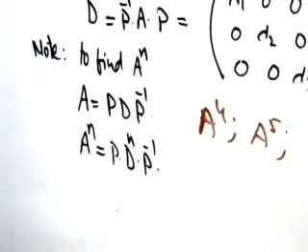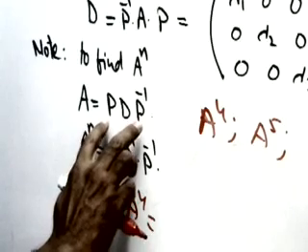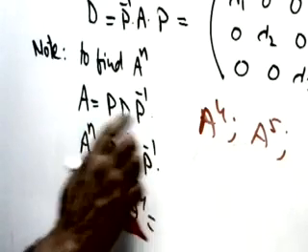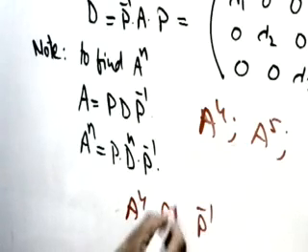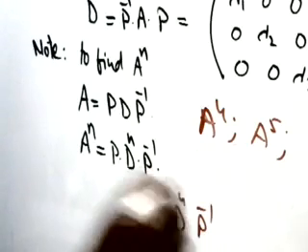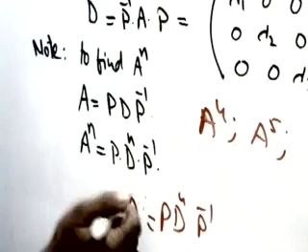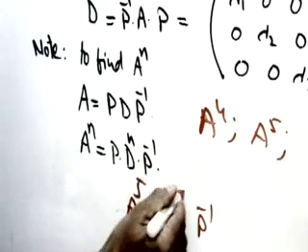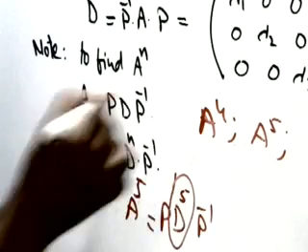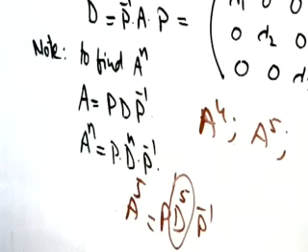In the same way, suppose we have to find A power 4. We need not change anything. Write P and P inverse as they are, and apply the power 4 to D. Suppose we have to find A power 5, then A power 5 will be P into D power 5 into P inverse. Only for D we have to apply the power.